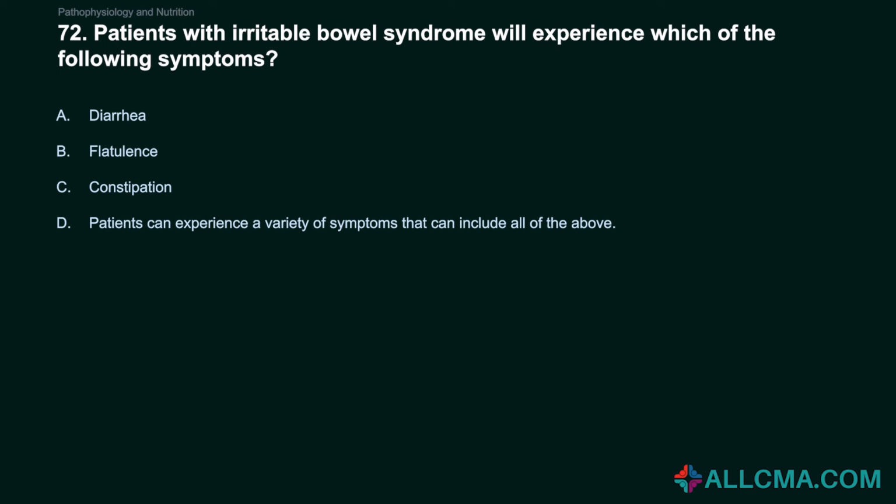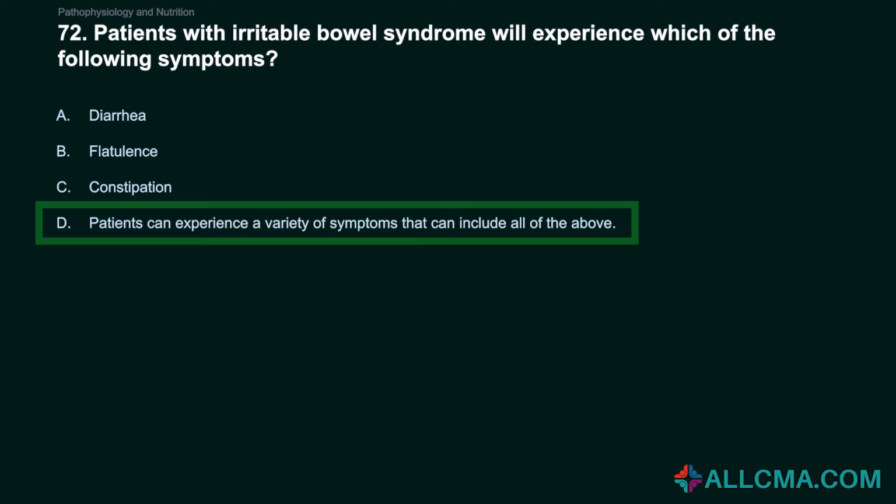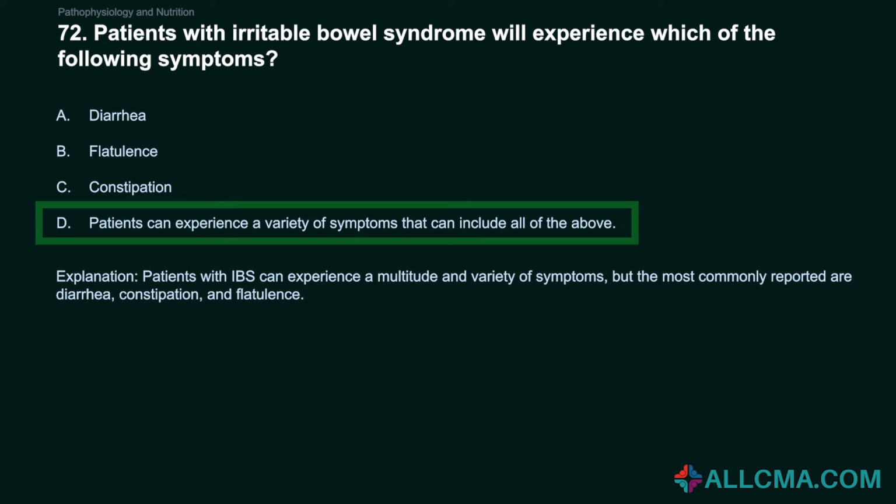Patients with irritable bowel syndrome will experience which of the following symptoms? A. Diarrhea. B. Flatulence. C. Constipation. D. Patients can experience a variety of symptoms that can include all of the above. Correct answer: D. Patients can experience a variety of symptoms that can include all of the above. Patients with IBS can experience a multitude and variety of symptoms, but the most commonly reported are diarrhea, constipation, and flatulence.